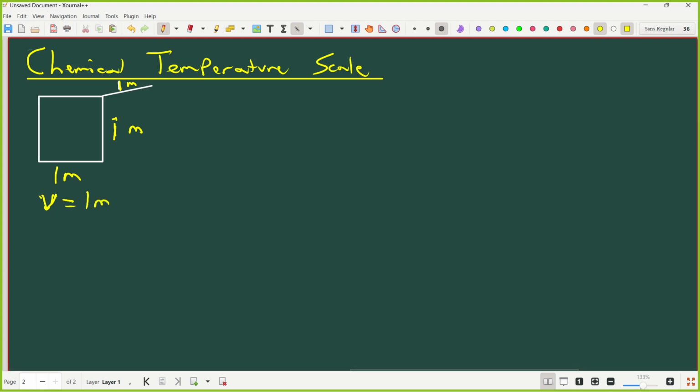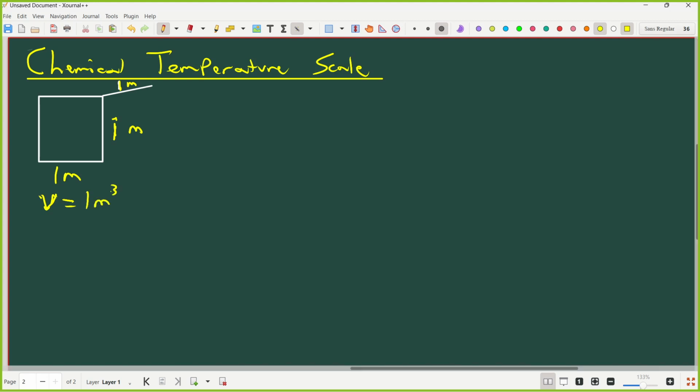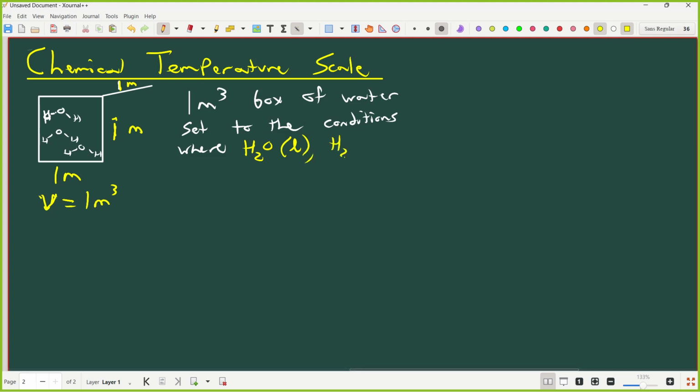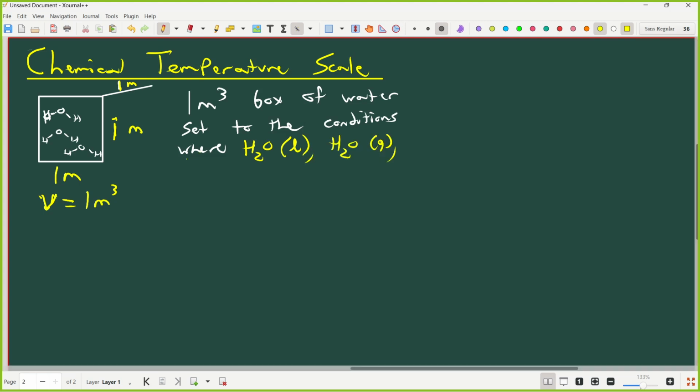Again, the volume doesn't matter, as we'll see, but I just want to be consistent. I just want to keep everything explicit. Inside of it, we're going to put water. So we've got some water in here. We're going to put water in here. So it's a box of water, a 1 meter cubed box of water, set to the conditions where H2O liquid, H2O gas, and ice, H2O solid, coexist simultaneously.